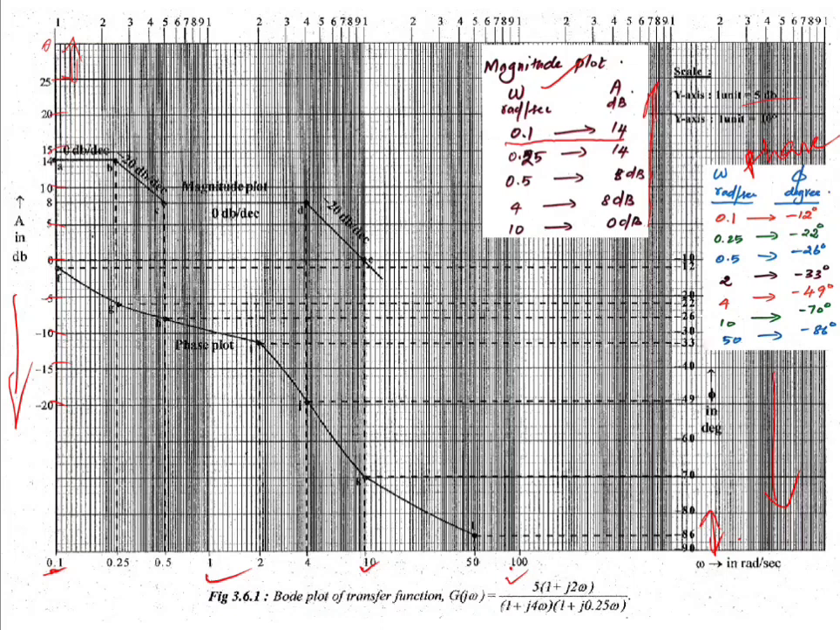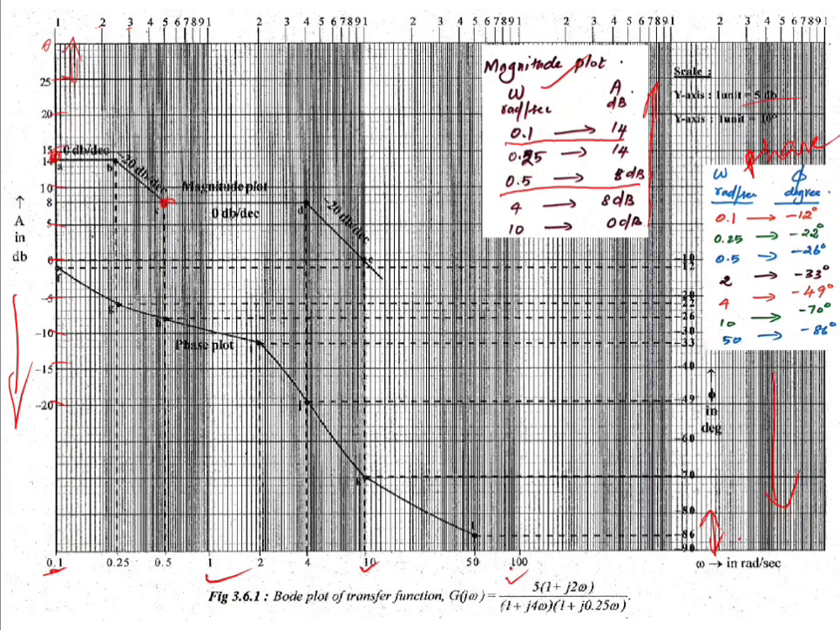So starting with 0.1, here the first reading at 0.1 is 14 dB. So here 0.1 is here and the 14 dB is here, below 15 dB, 14 dB. So the first point is okay. The second point is 0.5. This is 0.1, this is 0.2, 0.3, 0.4, and this is 0.5. For 0.5 it is 8 dB. 8 dB is below 10 dB. It is here.